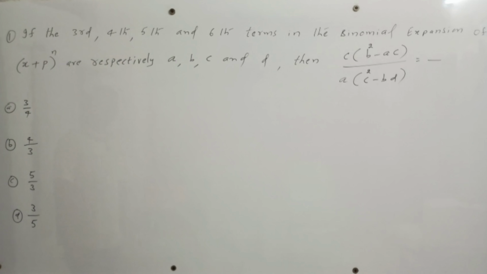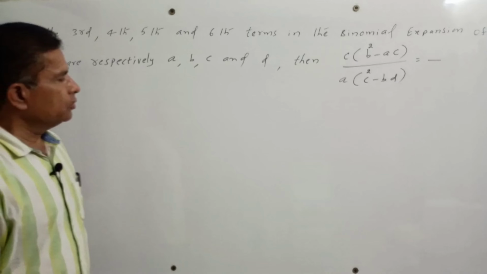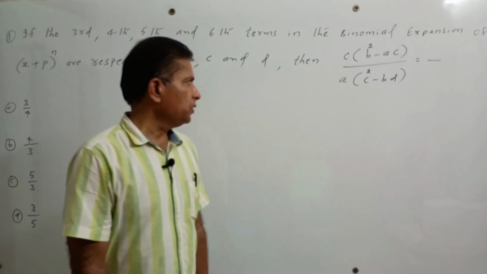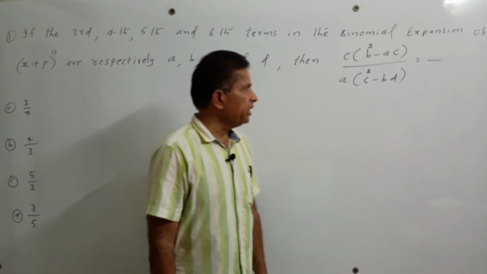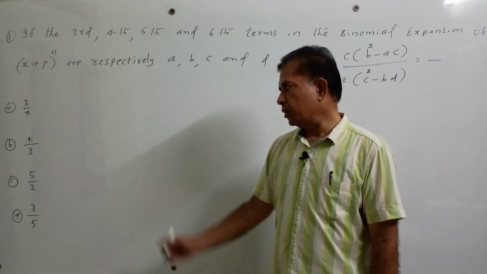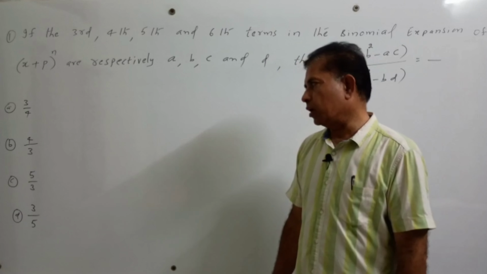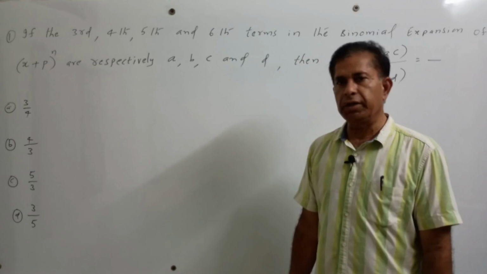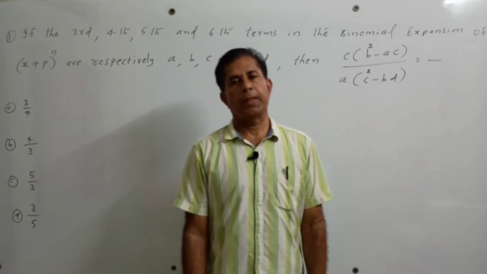If the third, fourth, fifth and sixth terms in the binomial expansion of (x + p)^n are respectively a, b, c and d, then (c b² − ac) / (a c² − bd) is equal to: option A 3/4, option B 4/3, option C 5/3, option D 3/5.